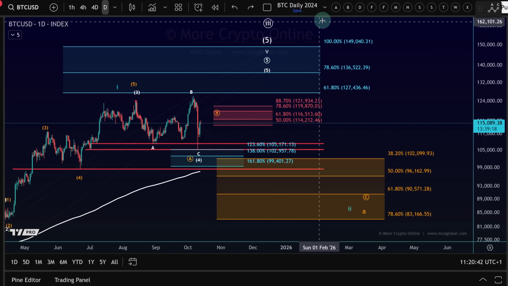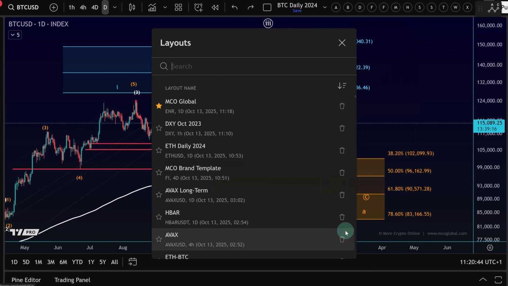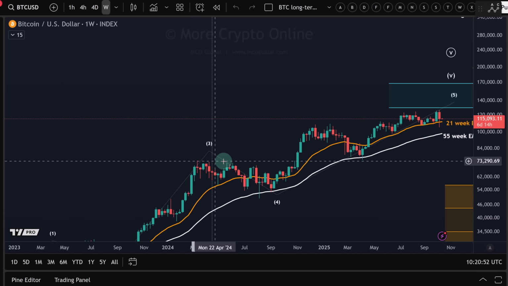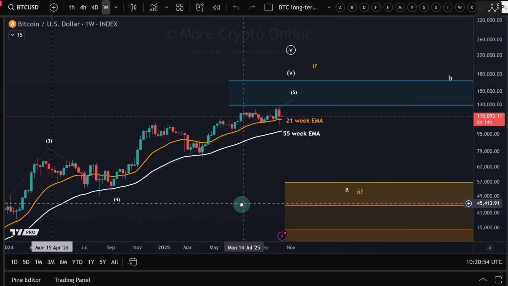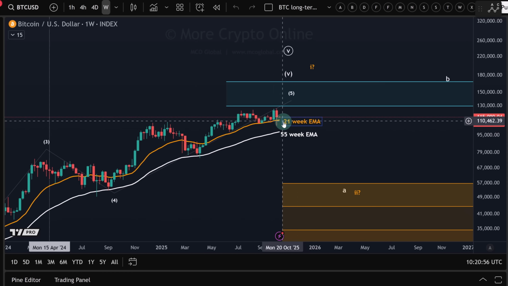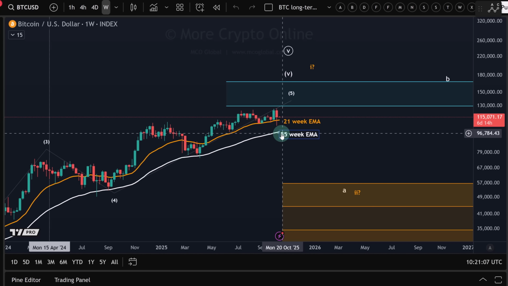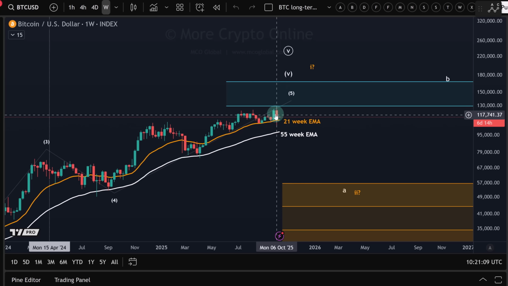Important to mention as well that we are still holding above all our relevant structural moving average support levels. Here, the 21-week EMA did hold. We did not get that weekly close below the 21-week EMA, which would have meant that we might move towards the 55-week EMA. So, it's a strong wick.